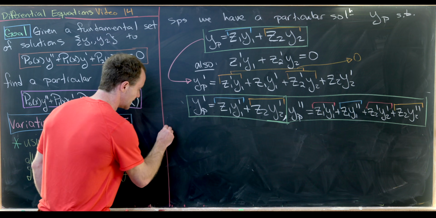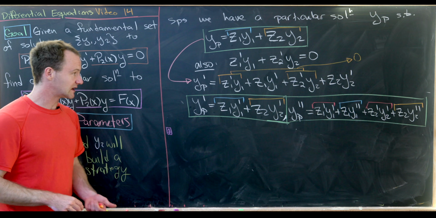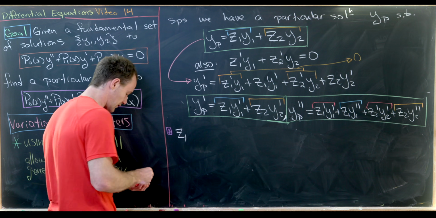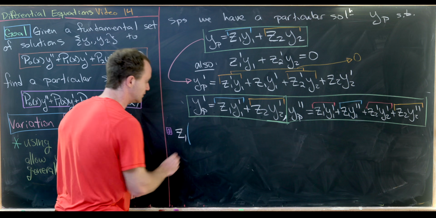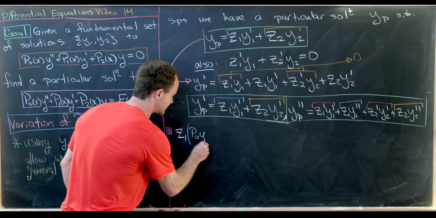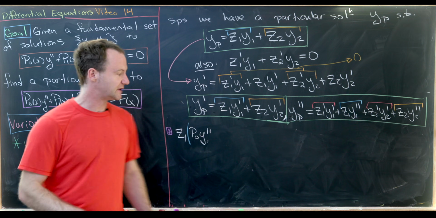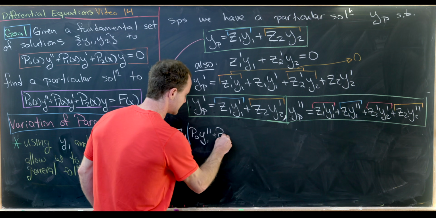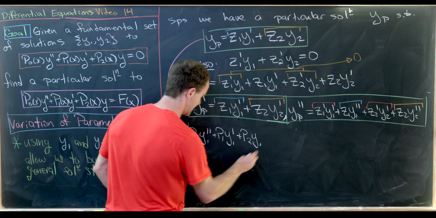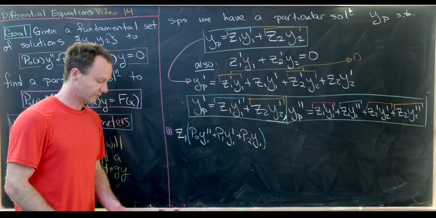Okay, so now putting yp into our purple boxed equation and then doing that collection will give us the following. So I'll factor a z1 out of everything I can, and then I'll use blue parentheses to collect everything else. So we'll have p0 times y1 double prime. Recall that yp double prime is multiplied by this function p0. And then I'll have plus p1 y1 prime plus p2 times y1. And let's close those blue parentheses. And again, those all come from the blue overlines.